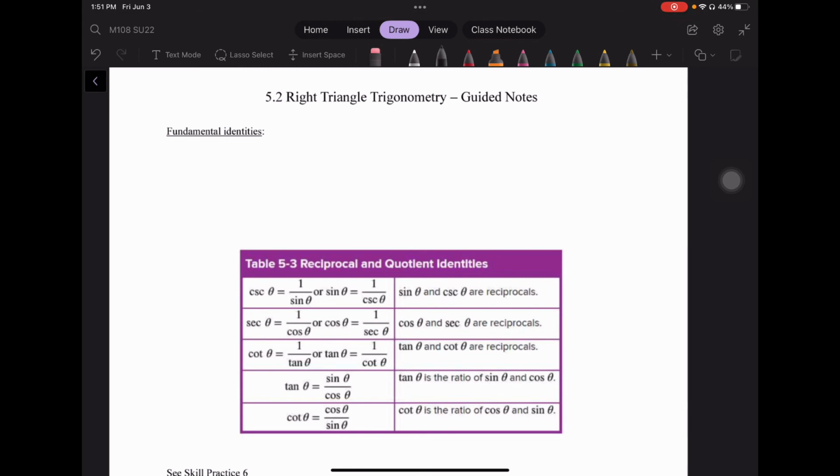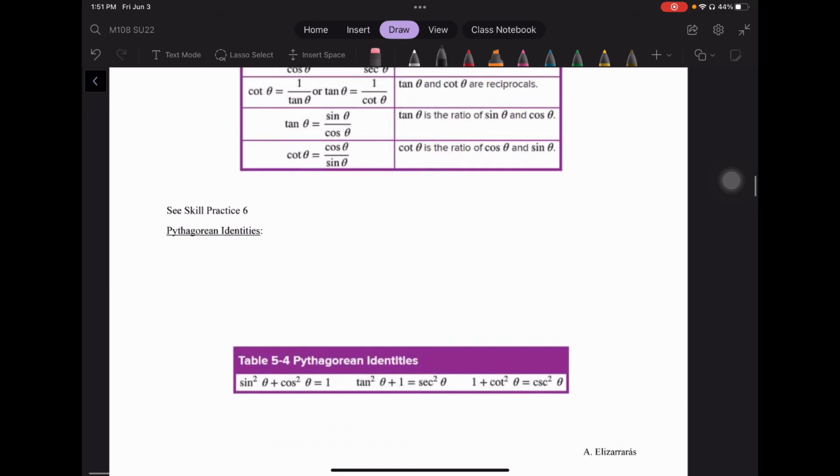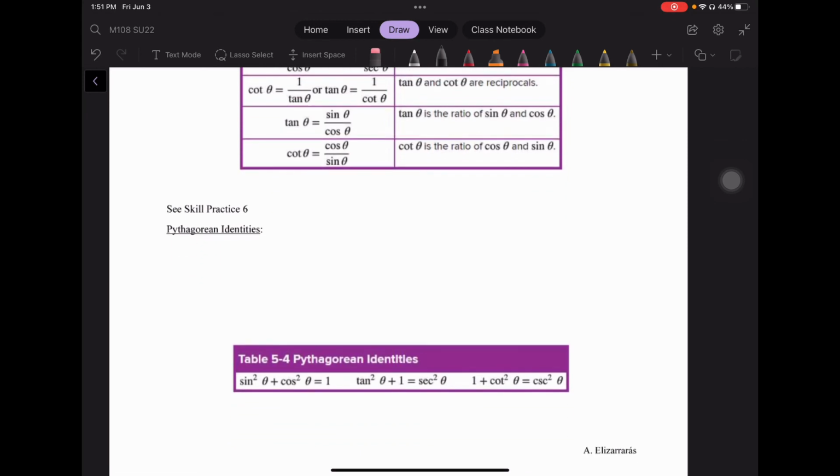We also have what's called Pythagorean identities. The Pythagorean identities say that sine squared of theta plus cosine squared of theta is 1, and tangent squared of theta plus 1 equals secant squared of theta, and 1 plus cotangent squared of theta equals cosecant squared of theta. Where do these Pythagorean identities come from? Let's solve one of them. Let's start with the first one, of sine and cosine.